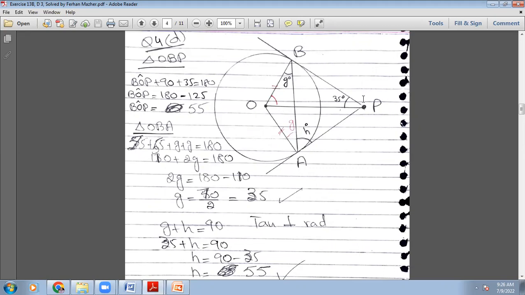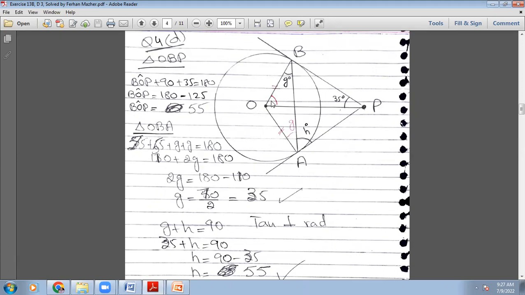OBP. So I'm trying to find this angle, BOP, in this solution. So this whole angle is 90, this is 35, and this angle I want to know. So it will be 55. So this angle will be 55.